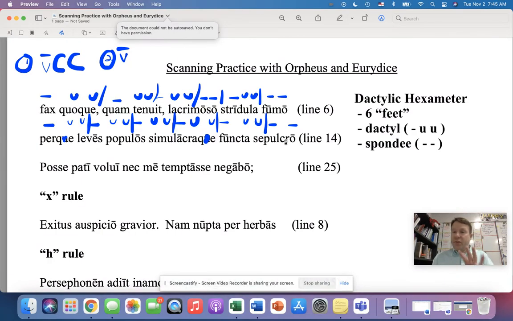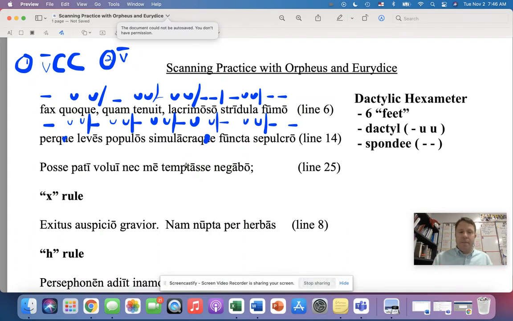So if we've done it right, we should have six feet, six measures: 1, 2, 3, 4, 5, 6. We've done it right. Perquelevespopulos, simulacraque functa sepulcro. There we go. So we have the beat to it.